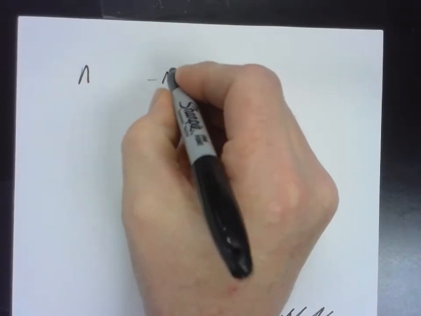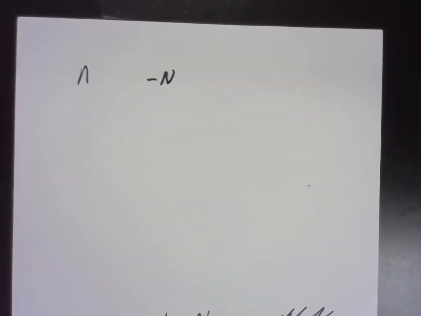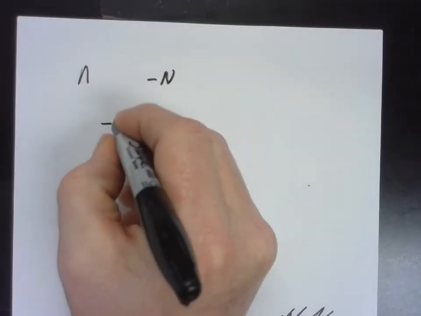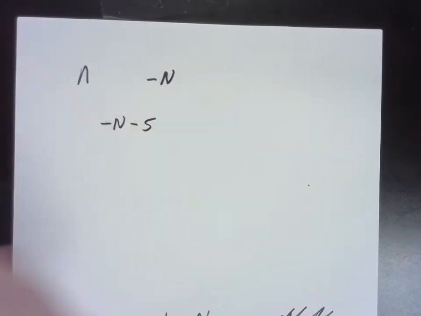How about a number, some number, n. What about the opposite of this number? Or the opposite of n. That's the opposite of n. Let's see, the opposite of a number decreased by 5. You okay with that? Okay, let's keep going on down.